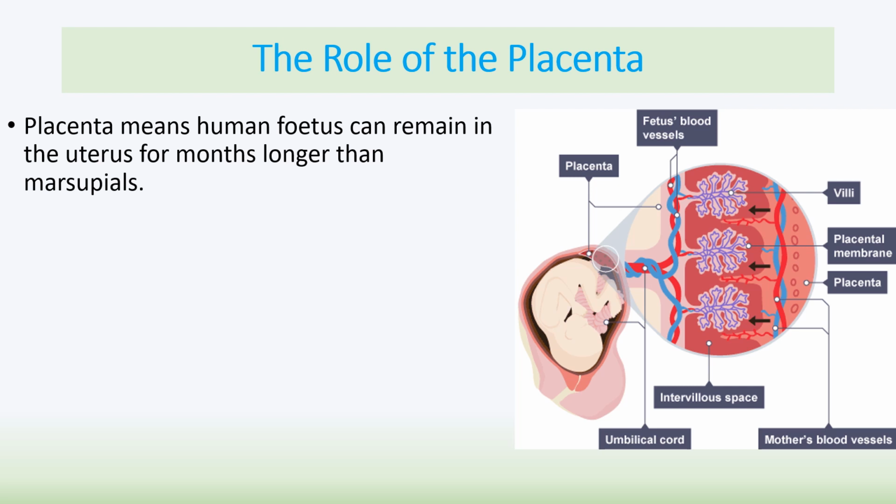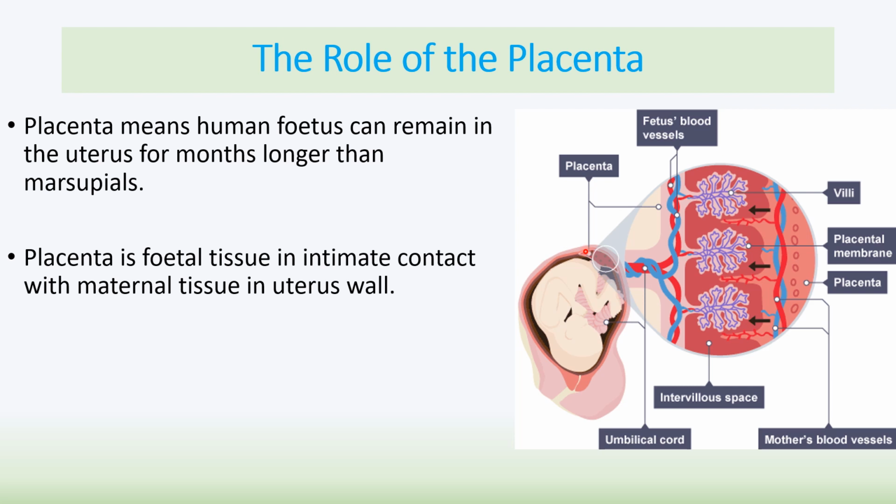So here you can see the sort of setup. You have the umbilical cord, which you'll be familiar with, which ends in the placenta, and it's this really thin layer here, which is magnified here, that allows the exchange of materials that we'll look at now. So the placenta is fetal tissue in intimate contact with the maternal tissue in the mother's uterus wall. So the placenta is part of the fetus.